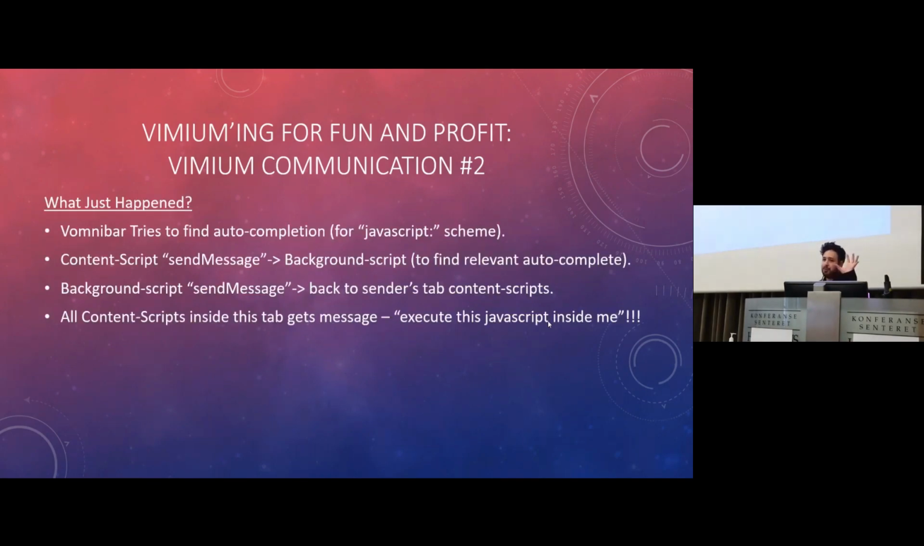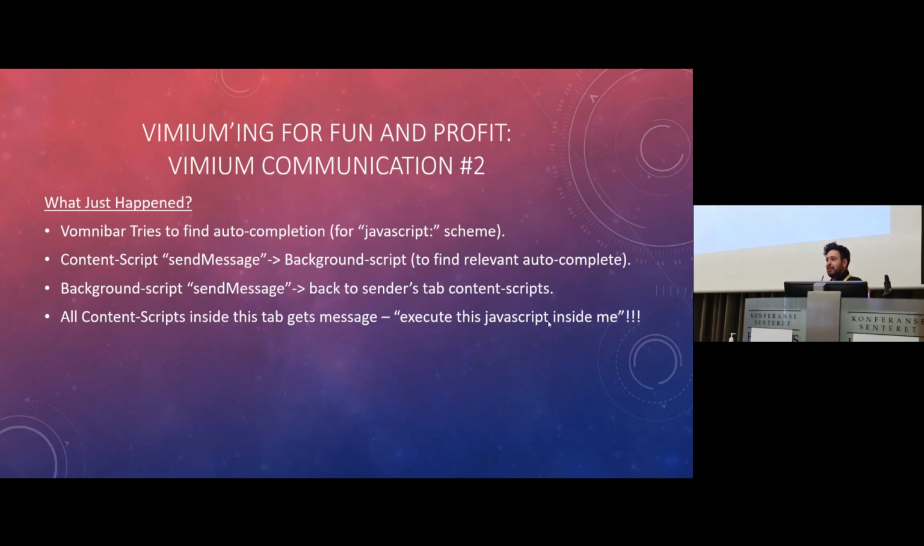What happened is that the vulnerable iframe tries to find auto-completion. It actually triggers the content script because the vulnerable iframe is in the same origin as the content script, so it can send messages to the content script and to the background area. So it sends a message, please autocomplete me, to the background context of the extension. Now the background context of the extension sends back to the tab, okay, this is JavaScript, just run this JavaScript over the entire tab. So all the content scripts inside this tab will get the message, run this JavaScript inside this tab. They get this message and they just execute this JavaScript inside of them.